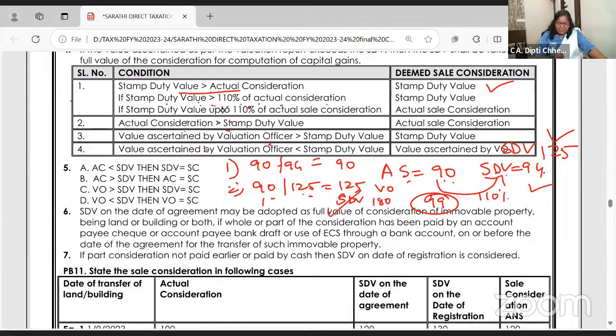Let us take the stamp duty value. You go to the valuation officer. No, stamp duty value is 125 and he says valuation officer is 110. Take 110. Stamp duty value or valuation officer, whichever is lower. Actual sale consideration or stamp duty, whichever is higher.